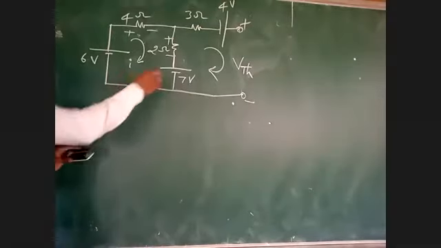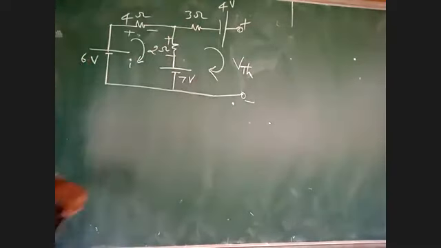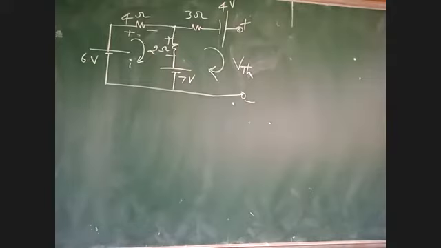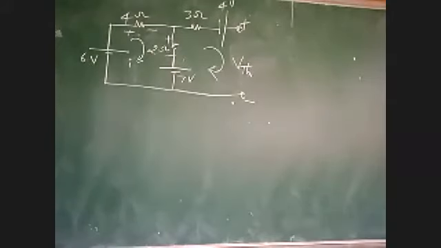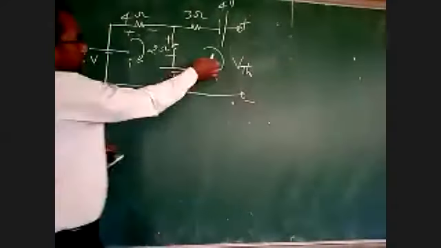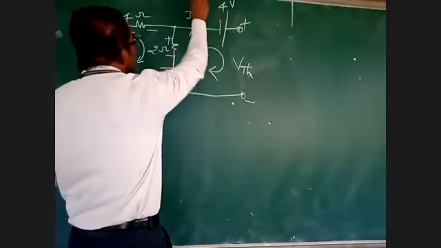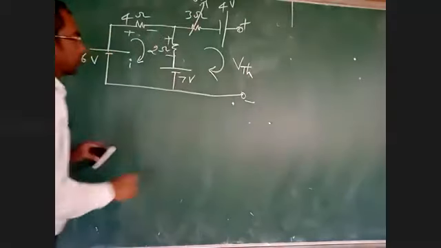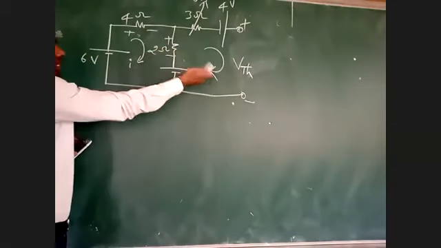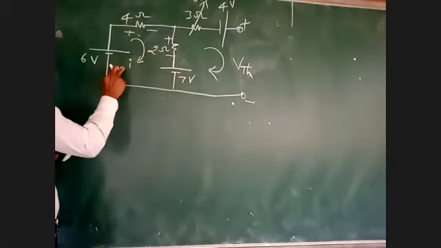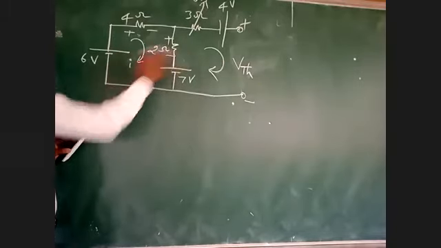Now, what is the voltage in 3 ohms? 0. Because whatever current flows here, the same current flows in 3 ohms. Therefore, current is 0 means voltage is also 0. But in this resistance, even though current is 0 here, still current flows in 2 ohms because 2 ohms is common to both these loops.